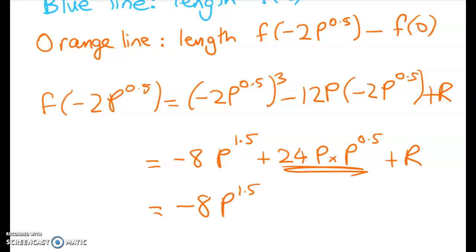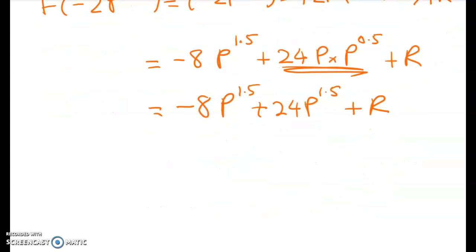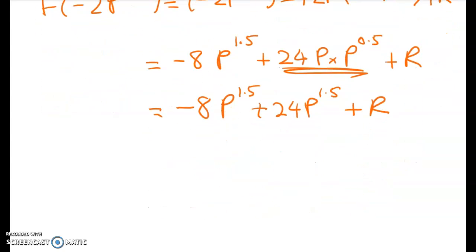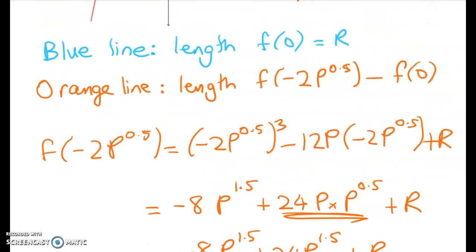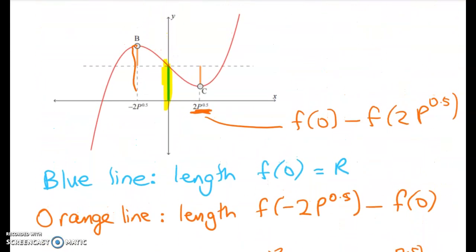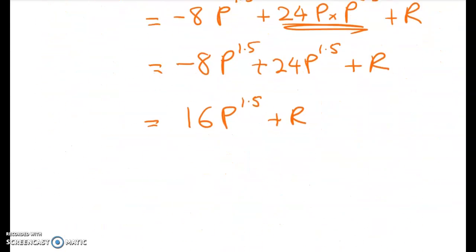Now when you look at this, this is just 24p to the power of 1.5. I'd much rather be saying that as 3 over 2, but because the question worked with 0.5, I'm sticking with that. So this simplifies to give me 16p to the power of 1.5 plus r. But remember, that just gives me the height here. Now I have to subtract off r. So that's going to simplify the expression.